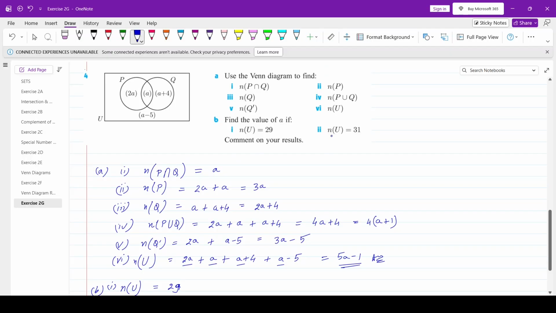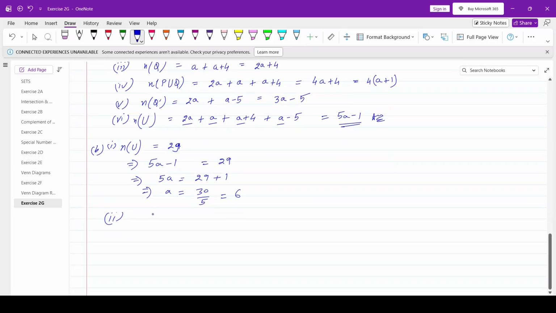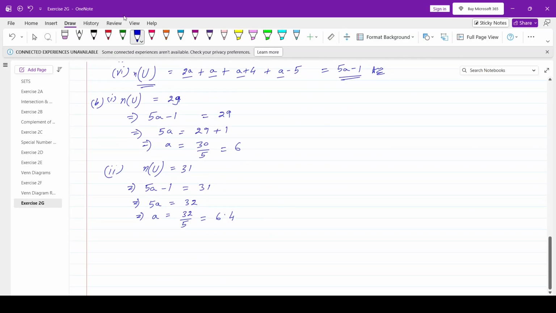Number of elements in the universal set is 31. So if the number of elements in the universal set is 31, from this formula we can again write 5a minus 1 is equal to 31, and 5a is going to be 32, and a is going to be 32 divided by 5, that is going to be 6.4. Now this answer is not acceptable.